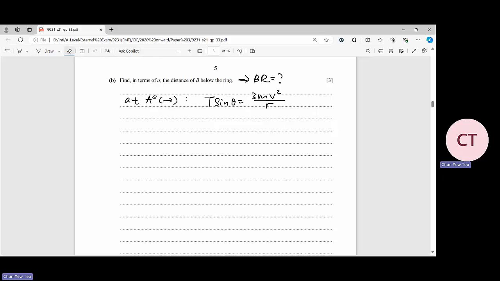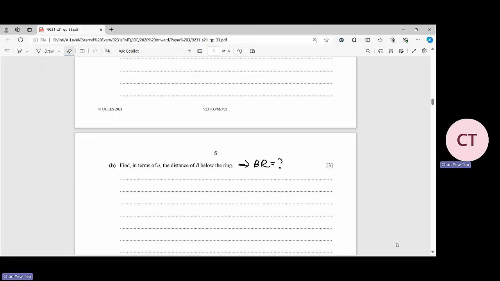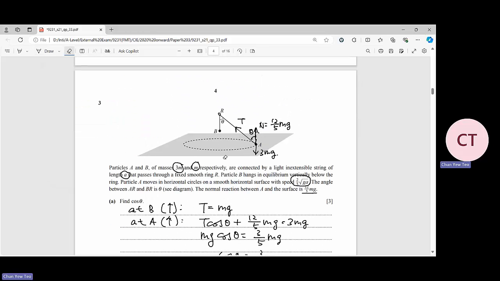Okay, this one I think we cannot solve yet. We need to find out what is the r and what is the sine theta first. Okay, so based on the diagram over here, this is the r, this is the radius.